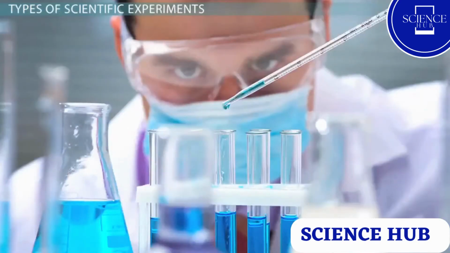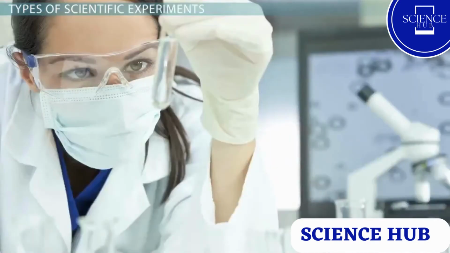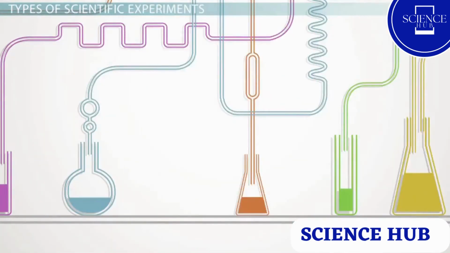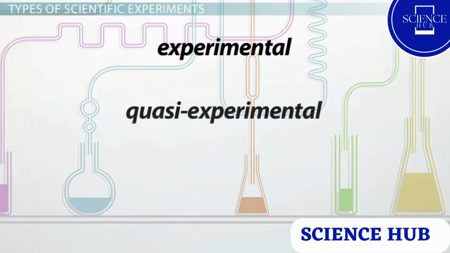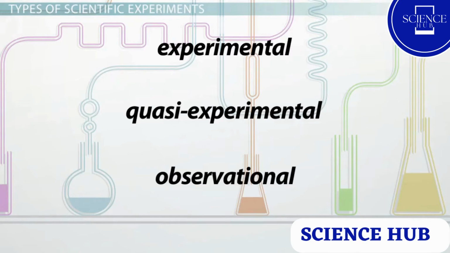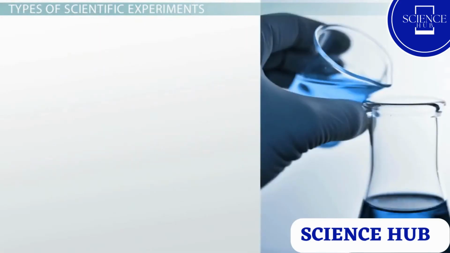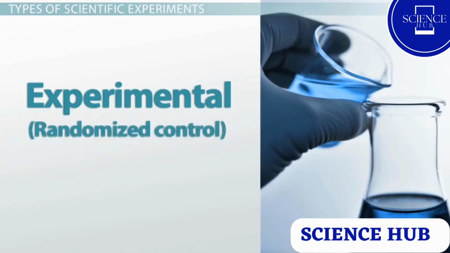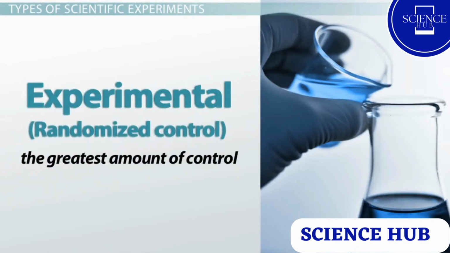There are many different ways to describe the types of scientific experiments. For the purpose of this lesson, the types of scientific experiments used in the empirical methods will be illustrated. The three main types are experimental, quasi-experimental, and observational. The highest level of scientific experiment is known as experimental or randomized control.